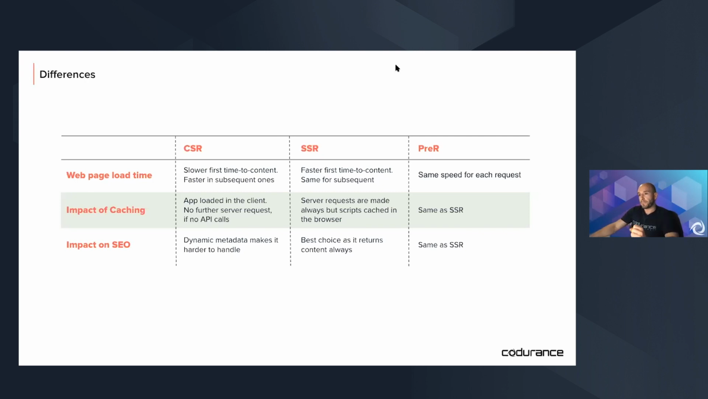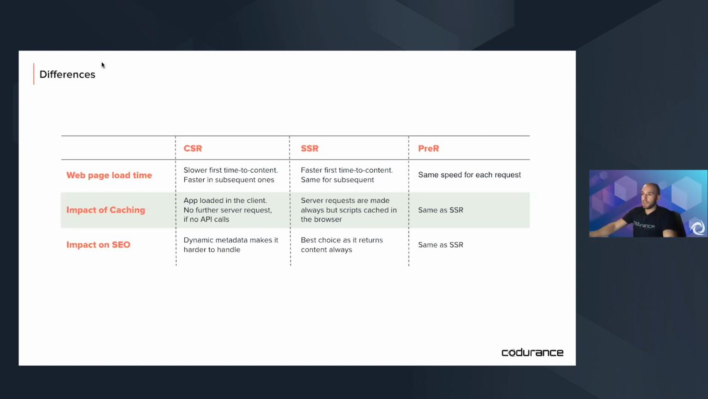Client-side rendering, as it's fully loaded in the client and it's not going to do any external request besides the API calls that may happen, will take a lot of advantage of the browser caching. All the resources that are reused between all the requests, changing from page to page, will be cached. So it's going to take a lot of advantage of this.